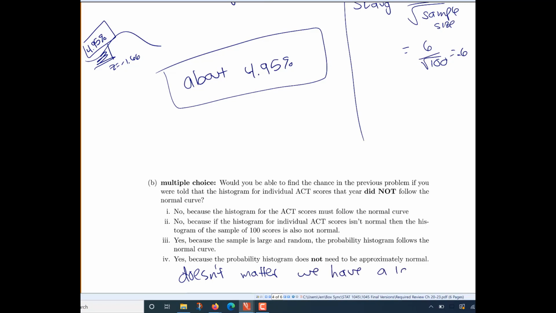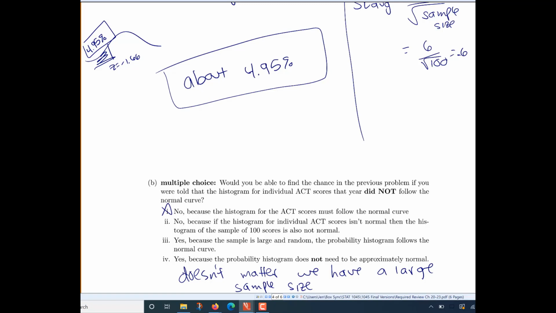We have a large sample size. Now let's figure out what matches up. She says no because the histogram for the ACT scores must follow the normal curve. No, we just said it doesn't matter. No, because if the histogram for the individual ACT scores isn't normal, then the histogram of the sample of 100 scores is also not normal. That's actually saying if your population data isn't normal, then your sample data won't be normal.